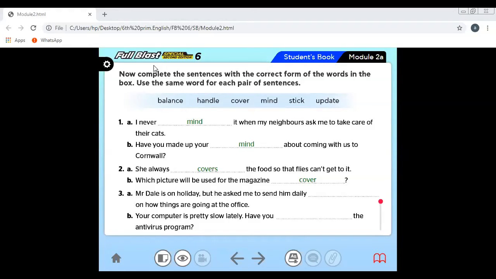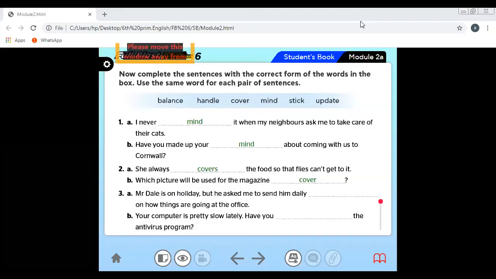When we say, do you mind? I'm asking you or I'm making a request. Do you say no or yes? It's a verb. But in the second sentence, mind is a noun. It means you're thinking. Have you made up your mind? Did you think about something? And in number 2, covers in A is a verb, in B is a noun. Let's go to number 3.